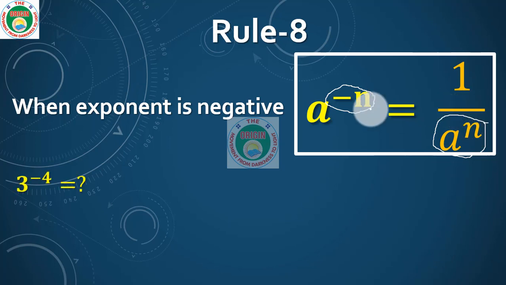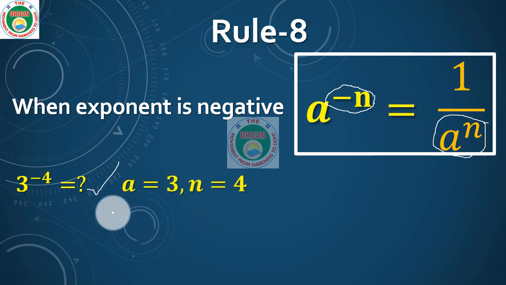Next, the example I have taken here: 3 power minus 4 equals what? Compare this expression with a power minus n. The base is a, so a equals 3 and n equals 4. Since the minus sign is already there, n equals 4.